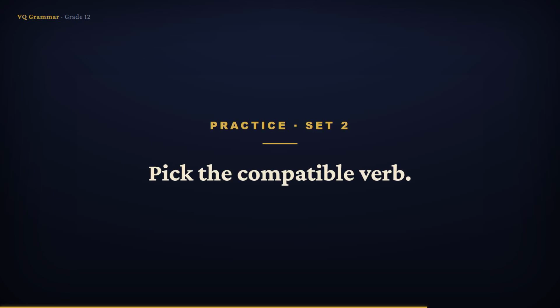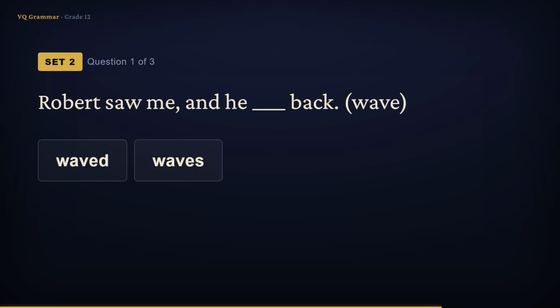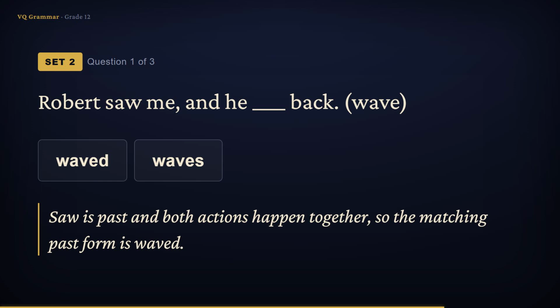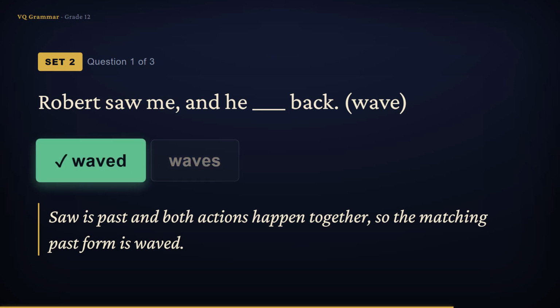Now I'll give you a sentence with a missing verb and two choices. Pick the one that keeps the tenses compatible. Pause and decide before I reveal the answer. Robert saw me and he blinked back. Waved or waves? Saw is past and the waving happens in that same moment, so we need the matching past form. He waved back. Waved keeps both verbs in the past.